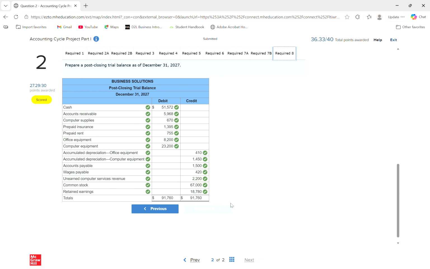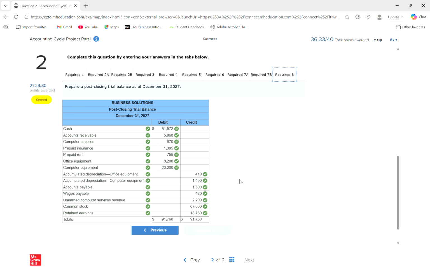The post-closing trial balance includes only permanent accounts. Total debits equal total credits at $91,760. This confirms that the company is ready for the next accounting period.